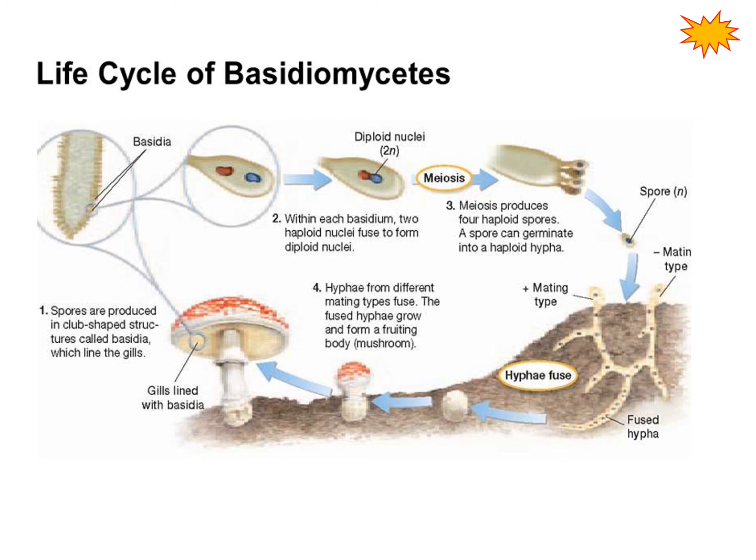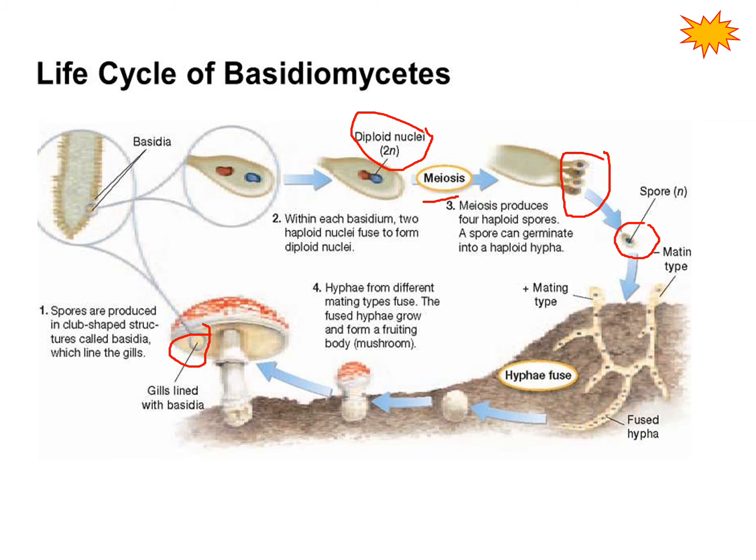Okay, another slide on the life cycle of the basidiomycetes. It's been repeated a lot of times, so you have to pay attention to it. Spores are produced in club-shaped structures called the basidia, which line the gills. Within each basidium, 2 haploid nuclei fuse to form a diploid nucleus. And then it will undergo meiosis to produce 4 haploid spores, and one spore can germinate into a haploid hyphae.